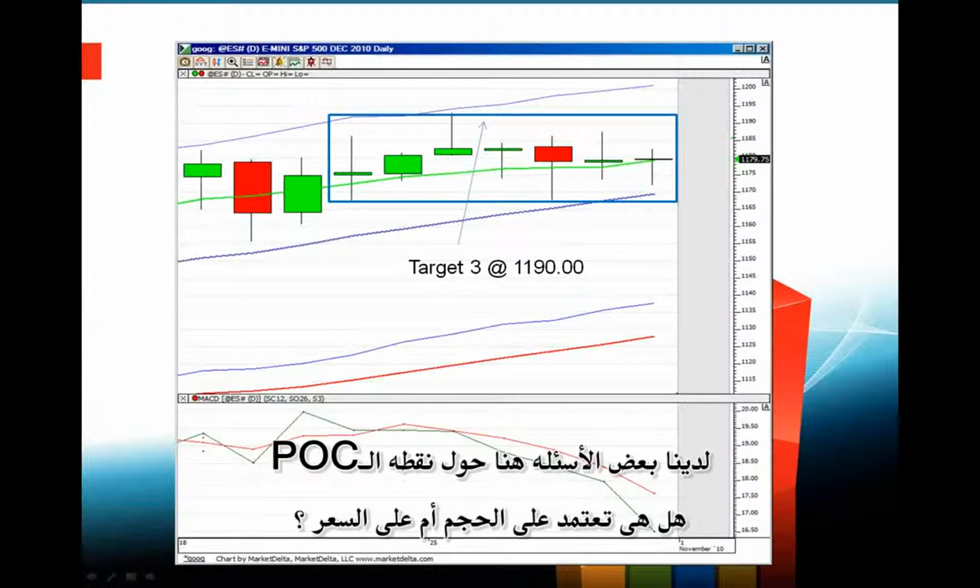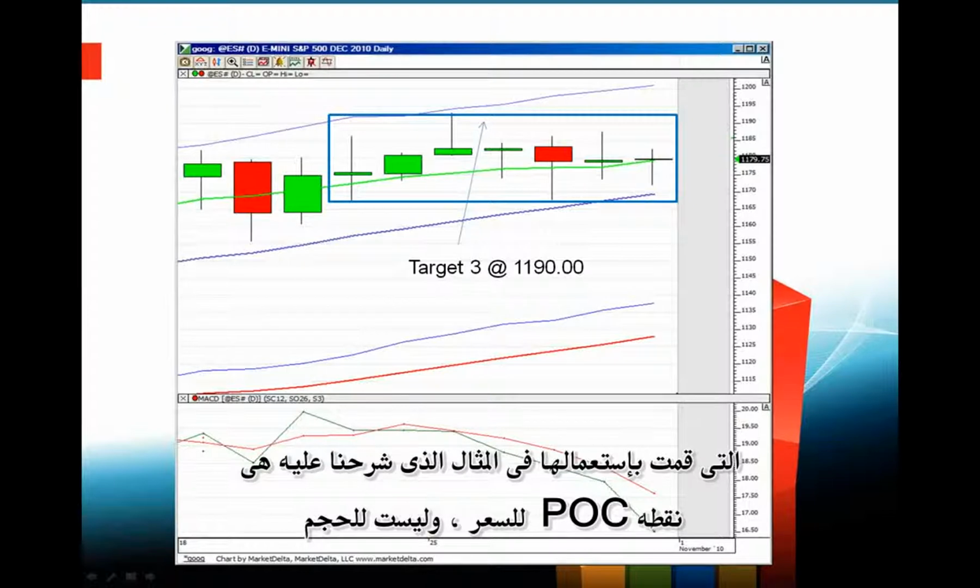Okay, there's a few questions around the POC that you just described. Is that a price-based 5-day POC or a volume-based? The one I used in my example is price-based. It's the price POC, not the volume POC.